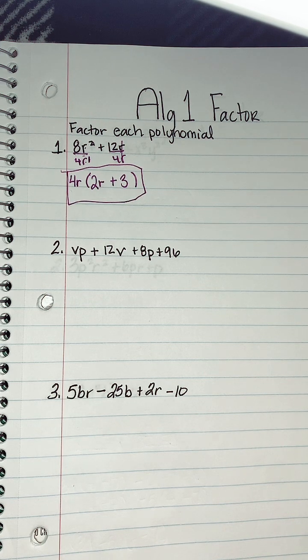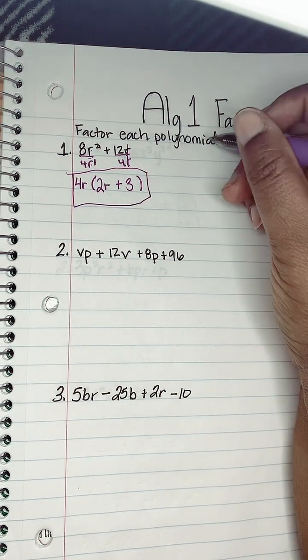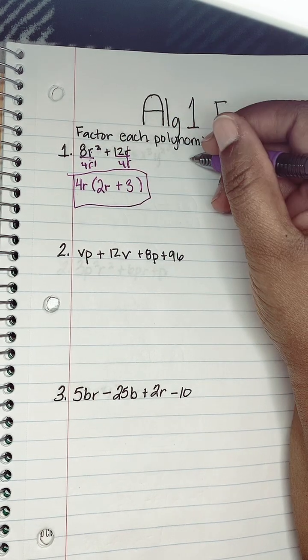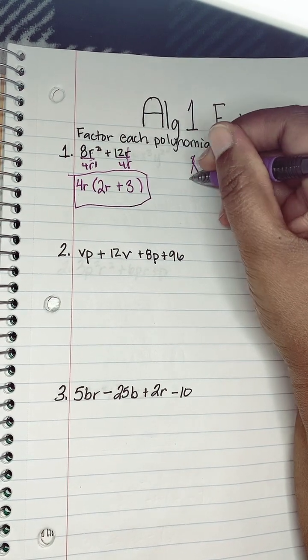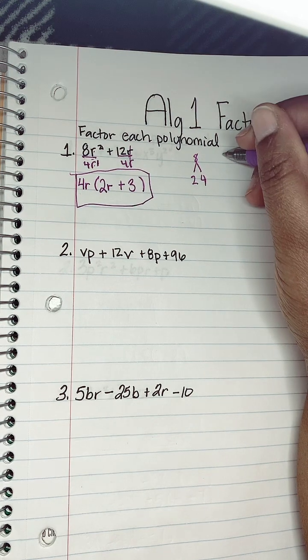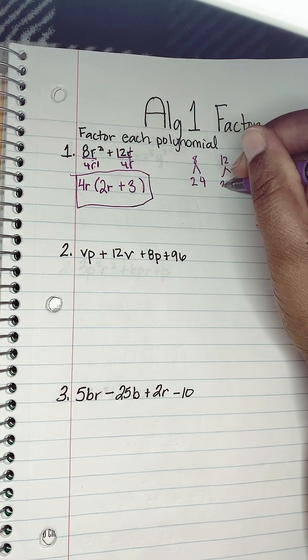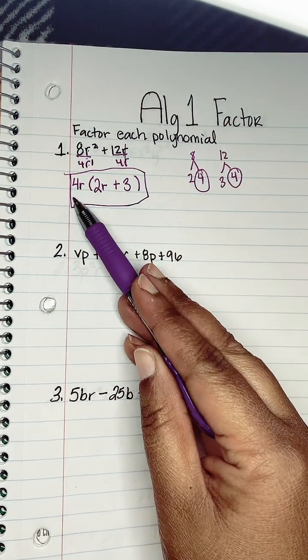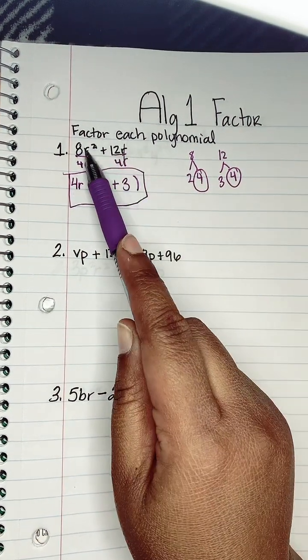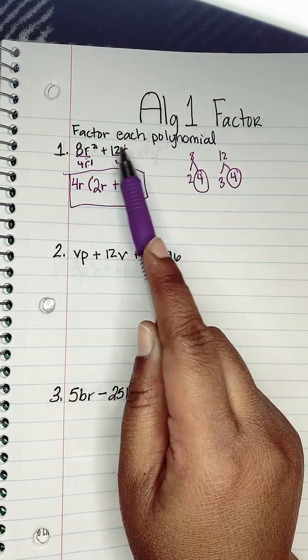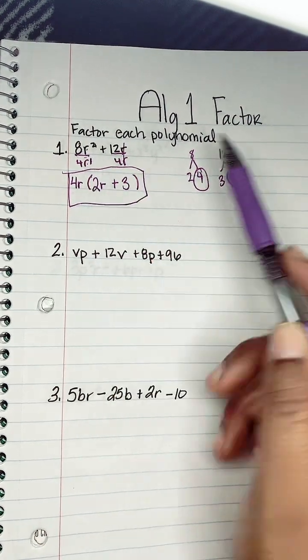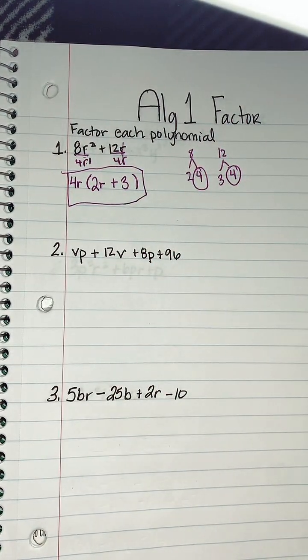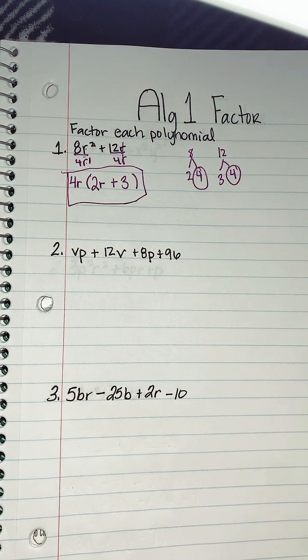How did you get the 4R? That's a great question. You can look at it as what times what gets you 8? Well, 2 times 4 gets you 8. And what times what gets you 12? 3 times 4. So both numbers had 4 in common. Both of the variables had R's in common. So that's why we could take out a 4R. I hope that makes sense.